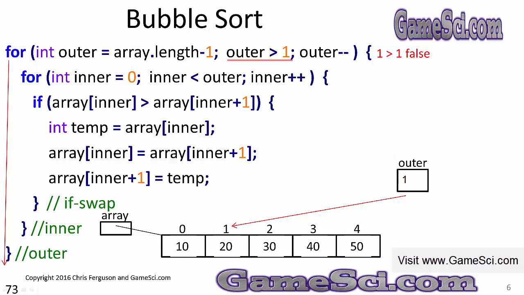1 greater than 1 is a false statement. When this statement goes to false, what happens? We need to exit the outer loop. And when we exit the outer loop, our sort is done.